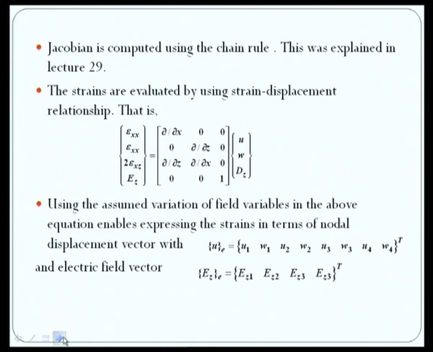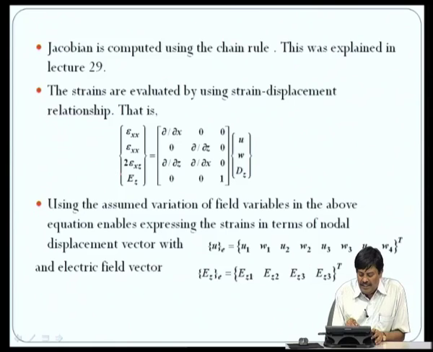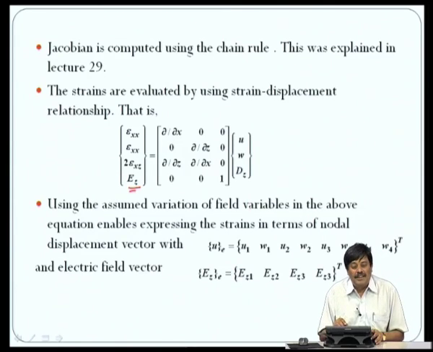So, the Jacobian is computed using the chain rule. I am not going into this. This was explained in lecture number 29. The Jacobian relates the derivative with respect to x to the derivatives with respect to xi and eta. Once we establish this relation, we are in a position to evaluate the strain displacement matrix. In addition to the mechanical degrees of freedom, we also introduce the electrical degrees of freedom, which has no strain except that it is directly related to the electrical displacement. So, this aspect becomes part of the strain displacement matrix.